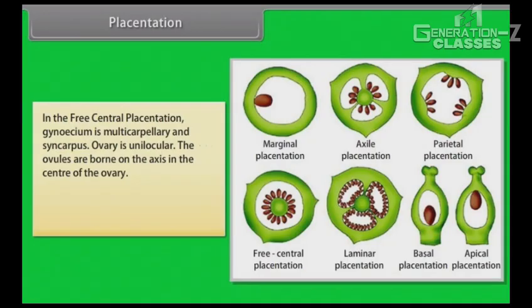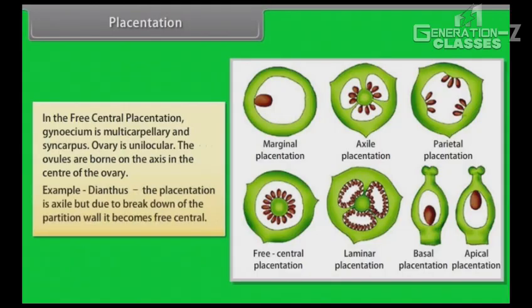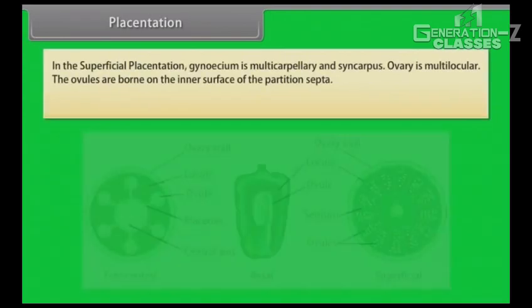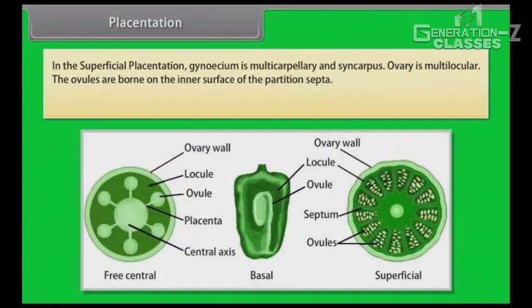Ovary is unilocular. The ovules are borne on the axis in the center of the ovary. Example, Dianthus. The placentation is axial, but due to breakdown of the partition wall, it becomes free central. In the superficial placentation, gynoecium is multicarpellary and syncarpous. Ovary is multilocular. The ovules are borne on the inner surface of the partition septa. Example, Nymphaea.